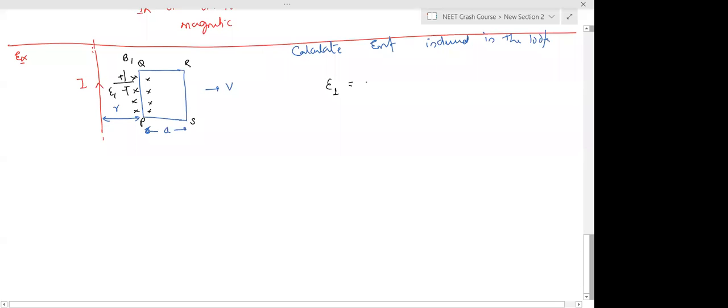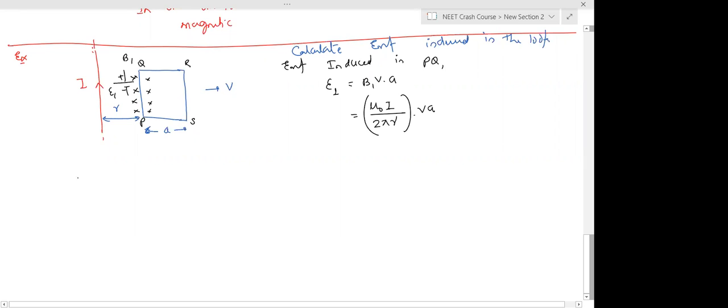E1 will be equal to B1 times V into A. B1 is the magnetic field produced by this infinitely long wire. So it is mu naught I by 2 pi R into V into A. This is the EMF induced in this wire PQ. Wires QR and PS again will not have any EMF because the velocity is parallel to the length vector.